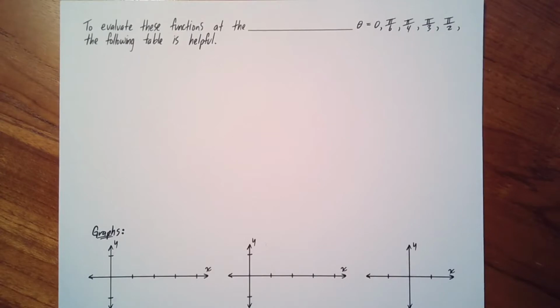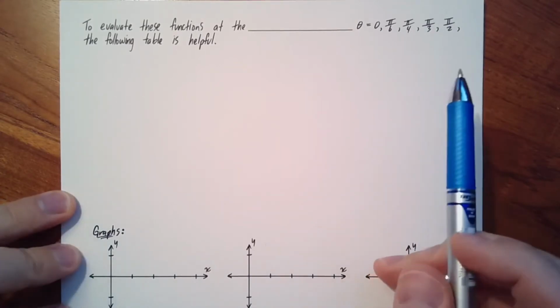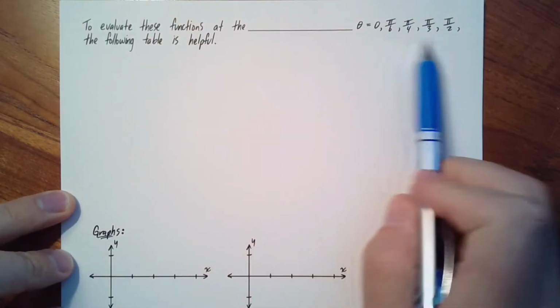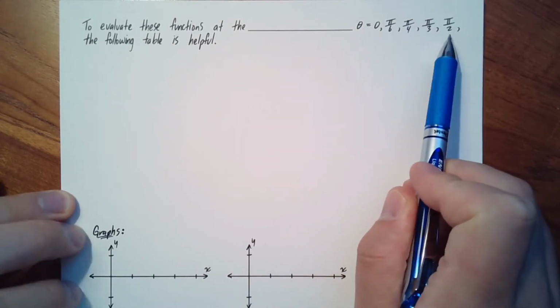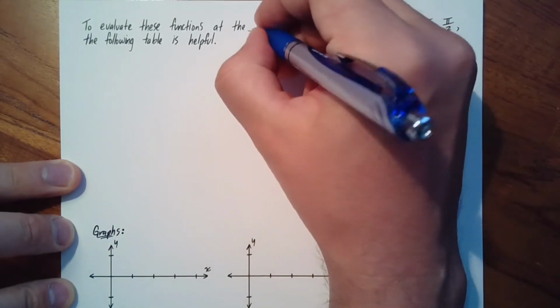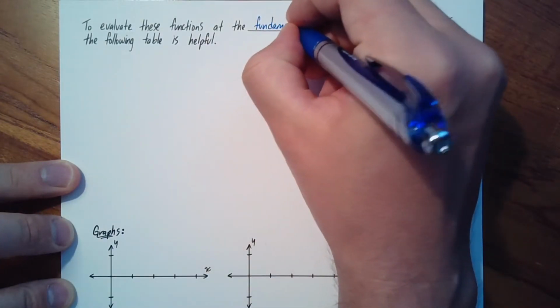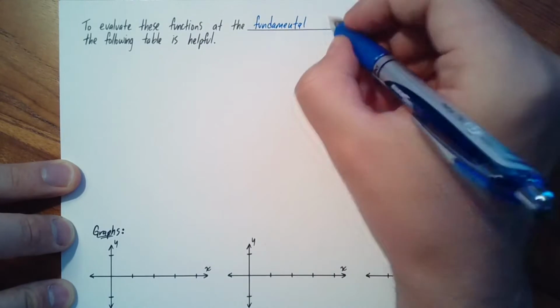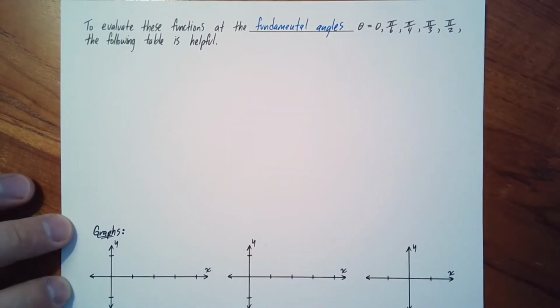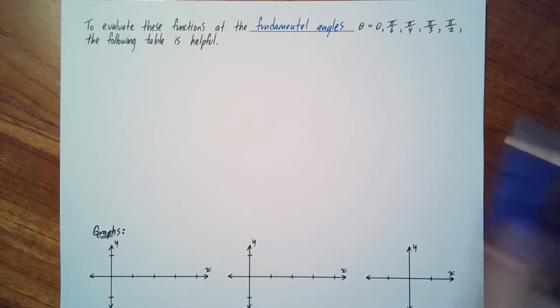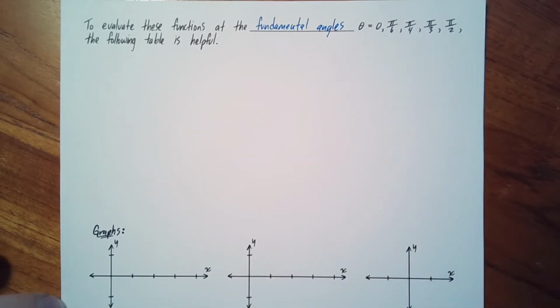So to start with, it helps to be able to evaluate sine, cos, and tan at these fundamental angles. So you've got 0, pi over 6, pi over 4, pi over 3, and pi over 2. And again, those are called fundamental angles, or at least I call them that. So I'll refer to them as the fundamental angles in this course. So in order to evaluate sine, cos, and tan at these angles, here's a trick.